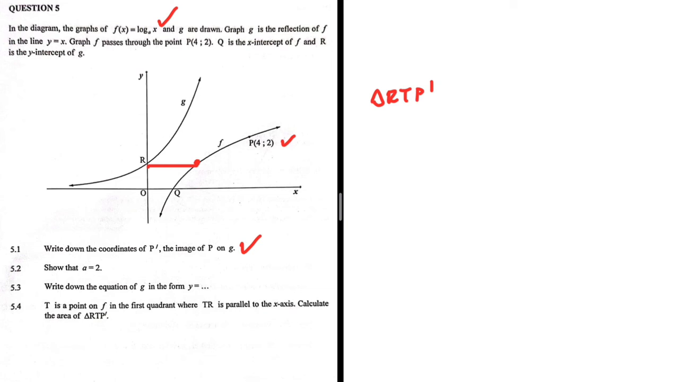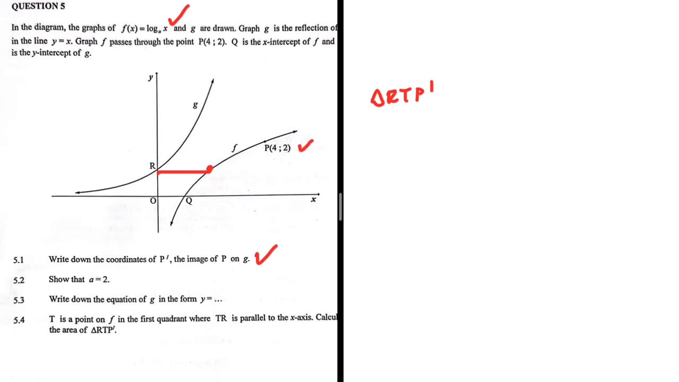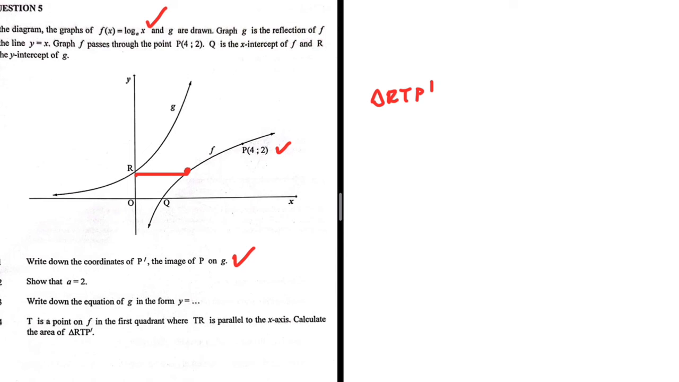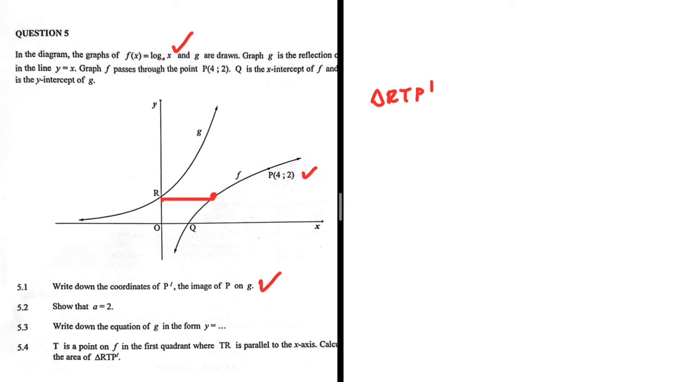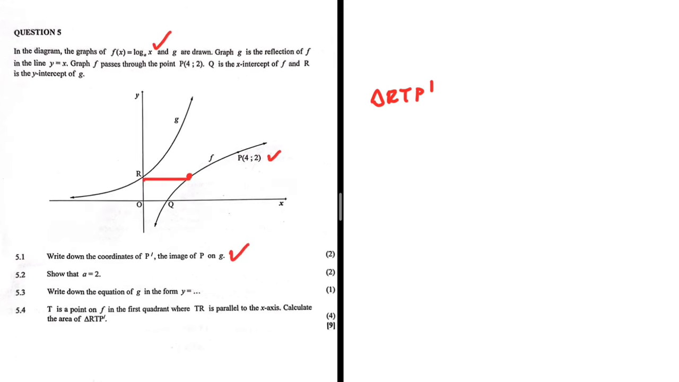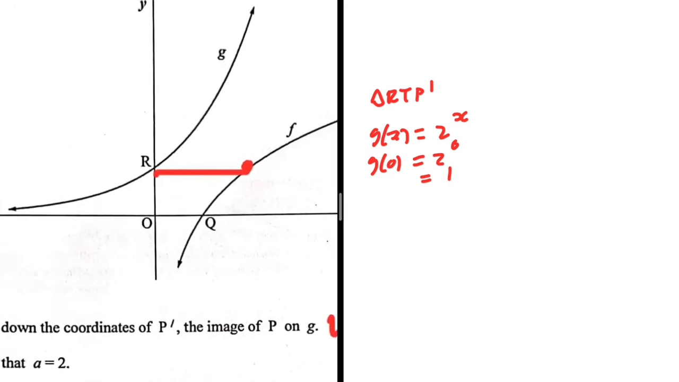Let's zoom in here. If TR is parallel to the x-axis, then we know fully well that R and T have the same y value. But what is the y value of R? We know that R is the y-intercept of g. So g of x is equal to 2 to the power x. R is the y-intercept of g, so we let x be equal to 0. 2 to the power 0 is 1. So the y-coordinate of R is 1 and the x-coordinate is 0. So here for R, we have, let me just make my pen a bit lighter.